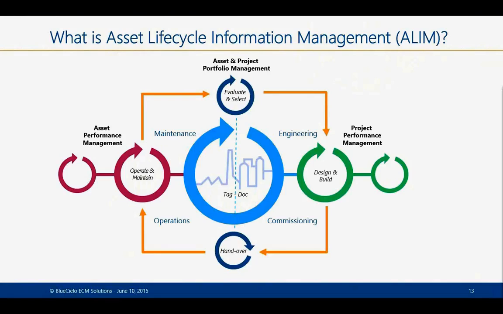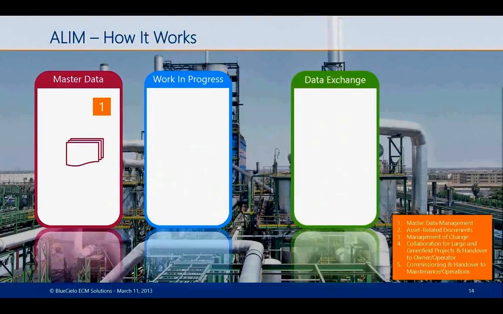Okay? So let's take a look at some of the components of Blue Cello's asset lifecycle information management solution and how these can be implemented piece by piece or in full, depending on the biggest need of your organization. For example, the centrally available masters repository holds all technical documentation related to the assets along with their tag-doc relations. Based on the tag-doc relations, operations, maintenance, and others can easily find all the technical documentation, including older revisions if you choose.